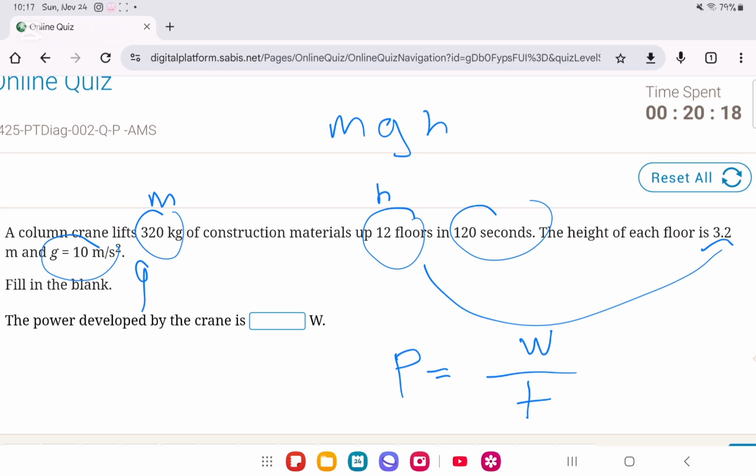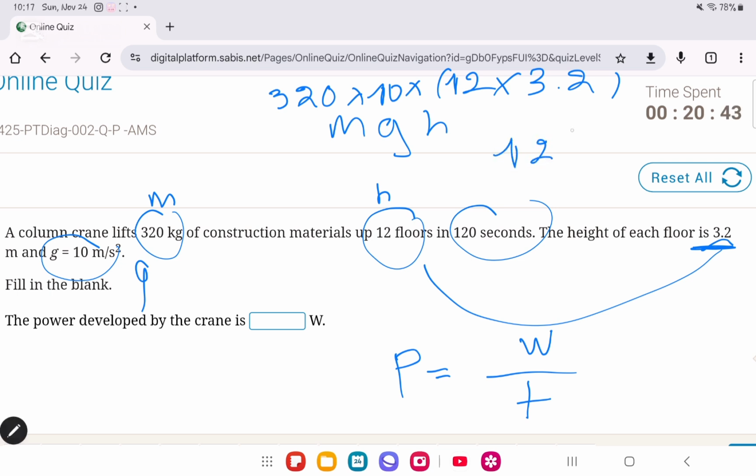So the mass is 320 kg times G, which is 10, times H, which is 12 floors multiplied by the height of each floor, so times 3.2. 320 times 10 times 12 times 3.2. If you do it on the calculator, you are going to get a big number, which is almost 122,880. Is this what we need? No, it's not what we need. Instead, we need the power. So this is our work.